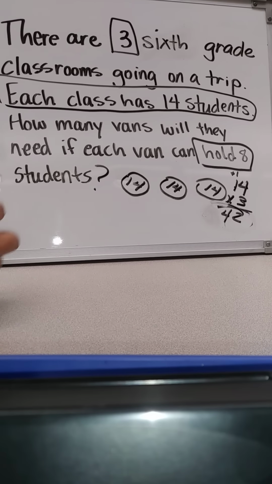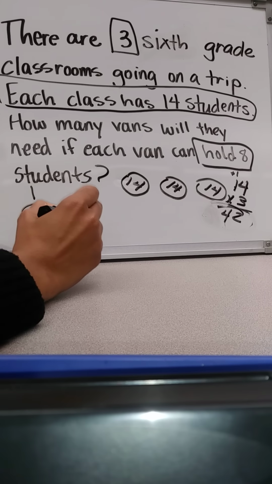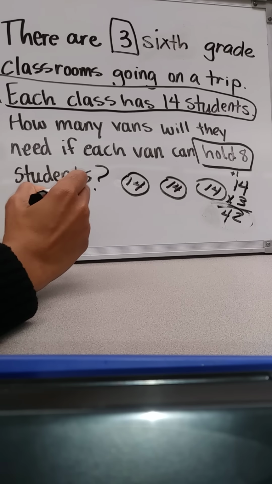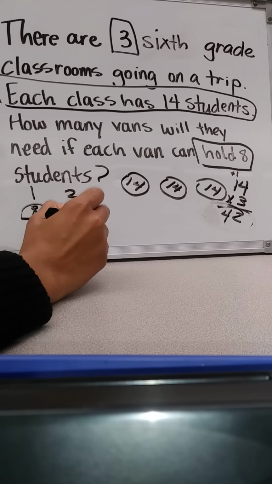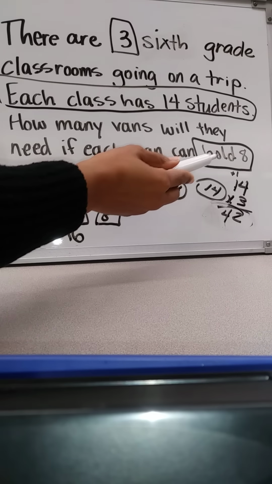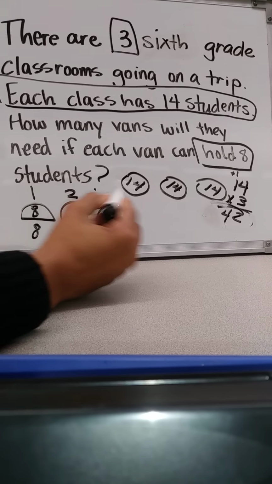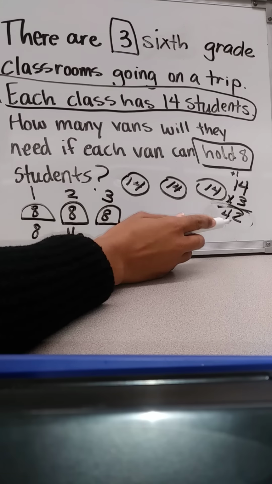So now we have, let's put a van here. And we're going to put 8 students in that van. And that's van 1. And that's 8 students. Then we're going to make another van of 8 students. That's our second van. And that's enough for 16 students. Then we're going to make another van, put 8 students in there, because what did it say? Each van can hold 8. That's 3 vans. We're going to keep going until we have enough vans for all 42 students.